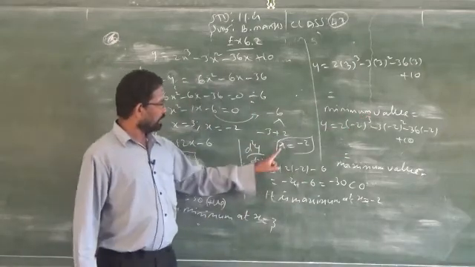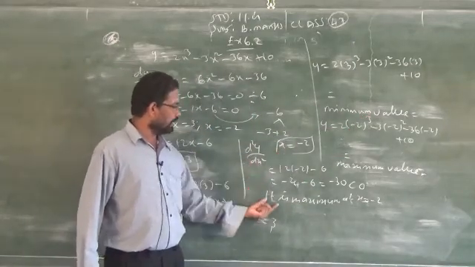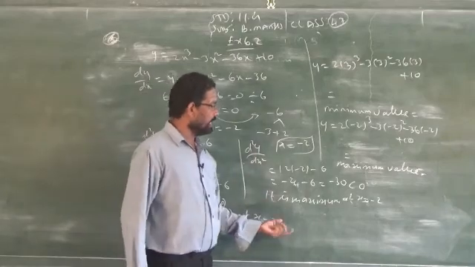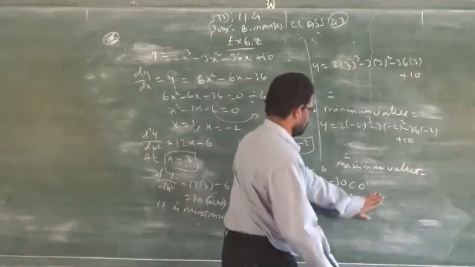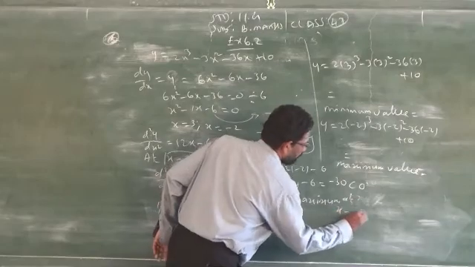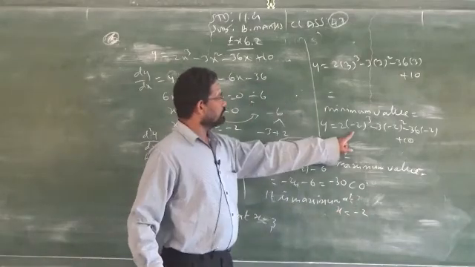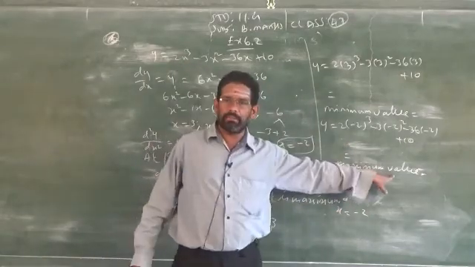When I replaced x equal to minus 2 in the second order, I got maximum. So therefore, if you replace x is equal to minus 2 in the question, you will get the maximum value.